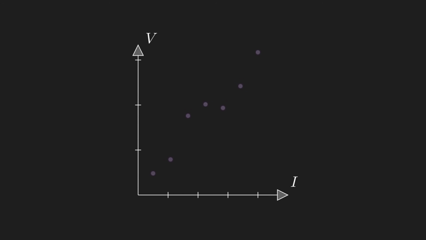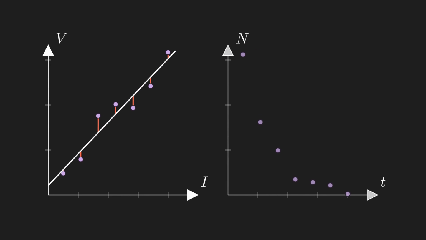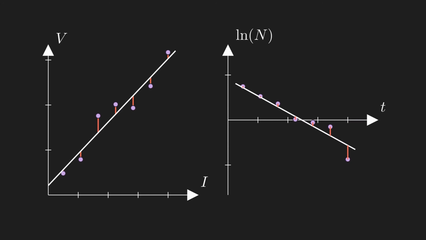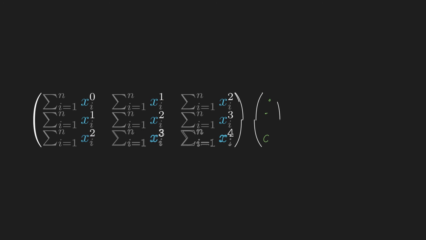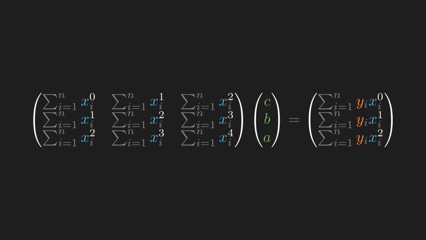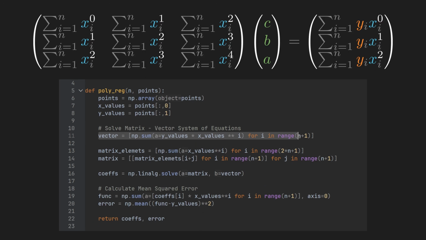Regression is something we use a lot in physics. There, we usually have linear relationships, like voltage to current, or even radioactive decay if we plot it logarithmically. But really, this idea works for any polynomial. Obviously, the computer performing this regression is not wiggling around any graphs. The maths behind it tells us we just need to solve this matrix vector system of equations. And that we can just outsource to NumPy and not have to worry about it.